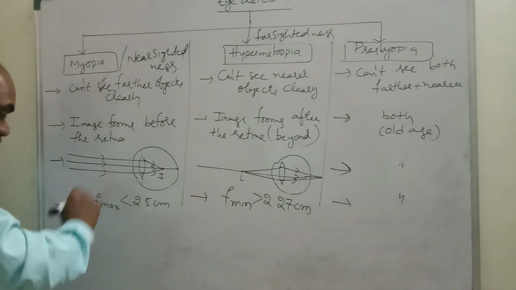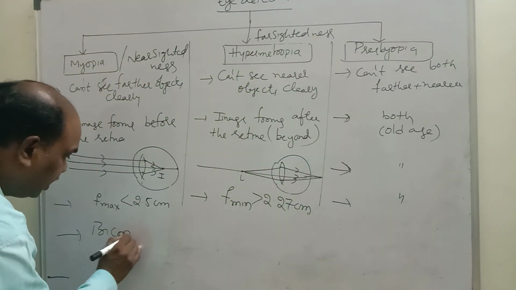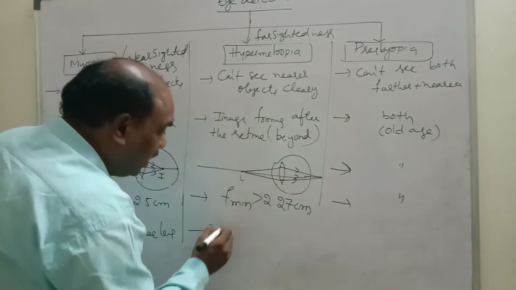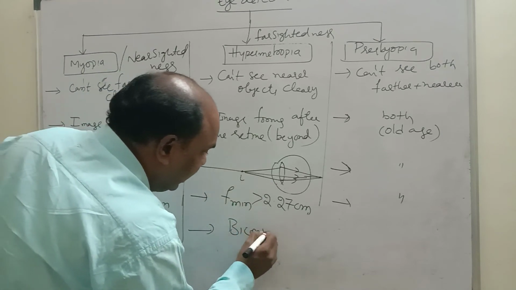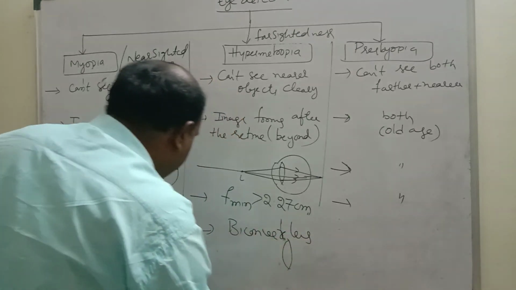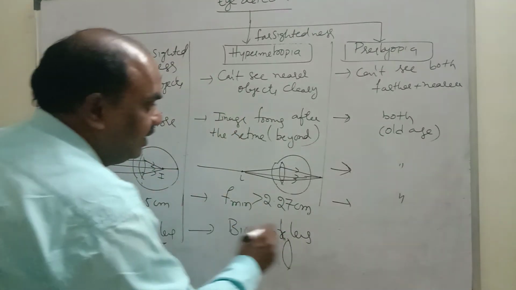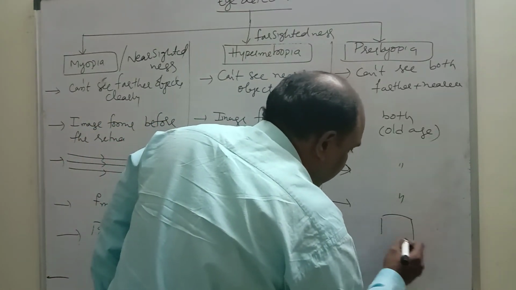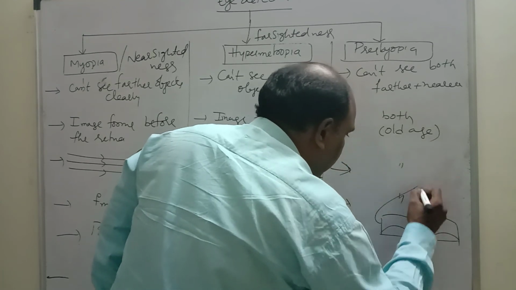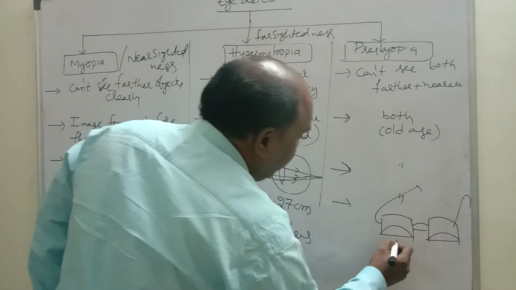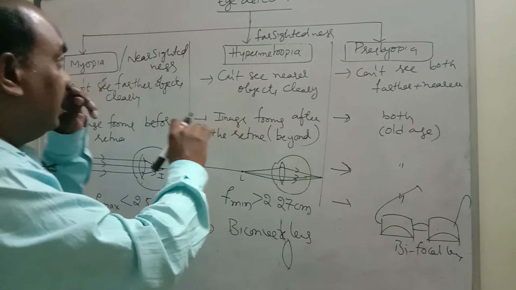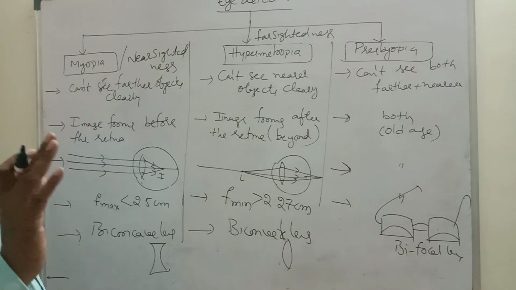Next, how to correct myopia? By using a biconcave lens. How to correct hypermetropia? By using a biconvex lens. A biconvex lens is thicker in the middle and thinner at the edges. A biconcave lens is thinner in the middle and thicker at the edges. It is a combination like this, a bifocal lens. This is the difference between myopia, hypermetropia and presbyopia.